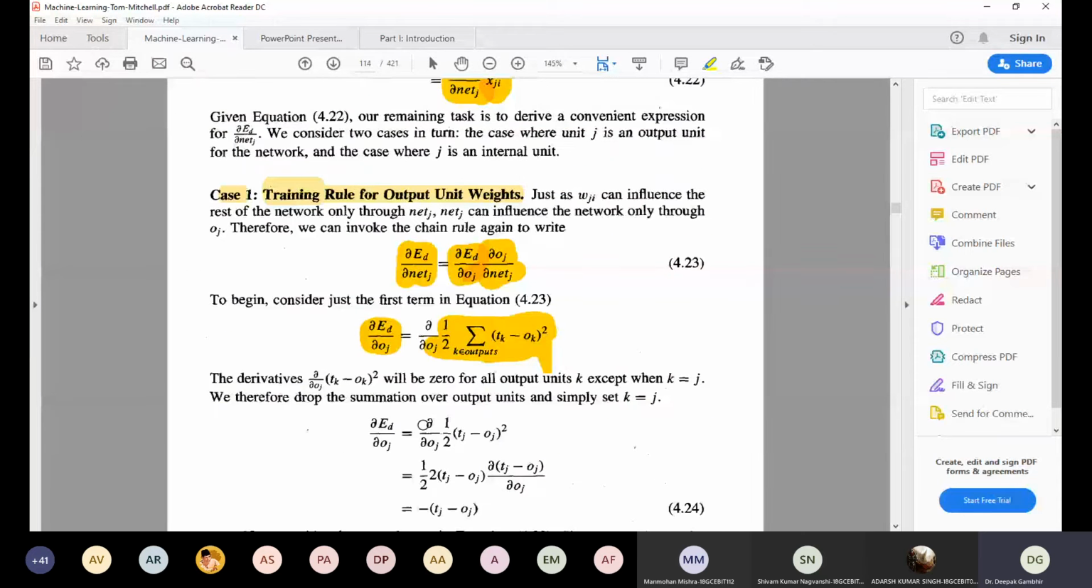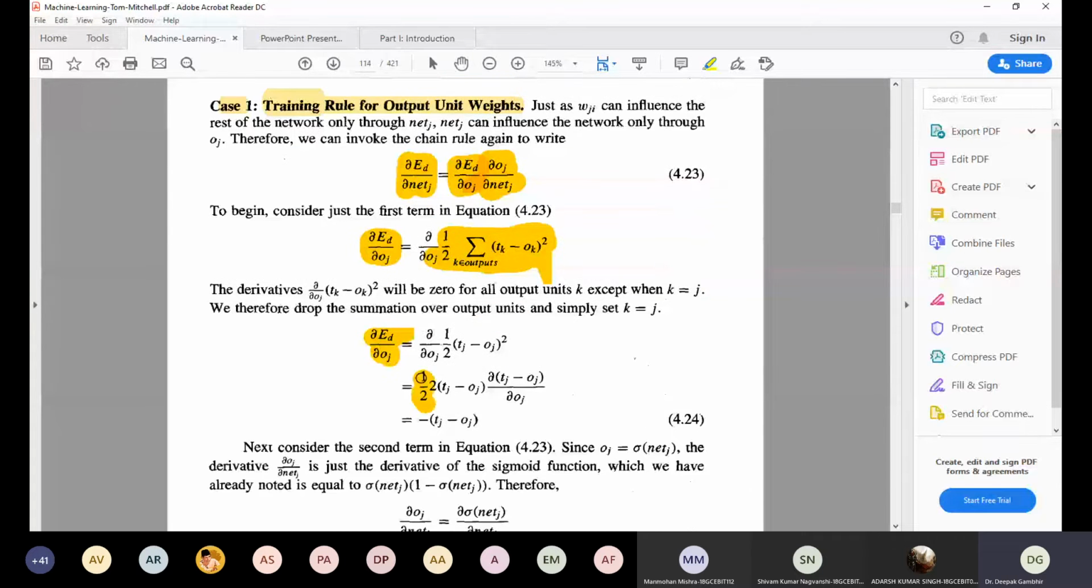If you solve this, you will get 1 over 2 into 2 (t minus O_j) and the partial derivative of (t minus O_j) with respect to O_j. The 2 into 2 cancel out, and t_j is constant with respect to O_j, so its derivative is 0, and the derivative of minus O_j with respect to O_j is minus 1. So this results in minus (t minus O_j), that is target minus output. That is the partial derivative of the error with respect to O.